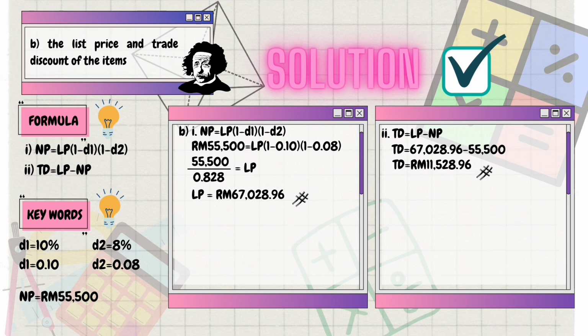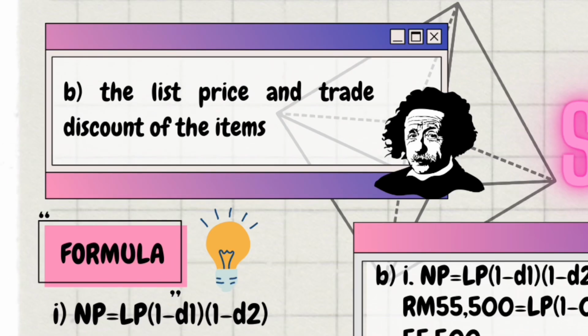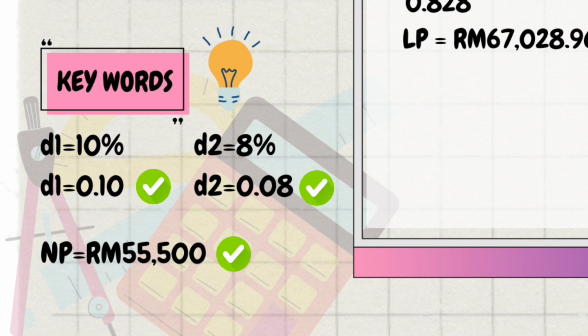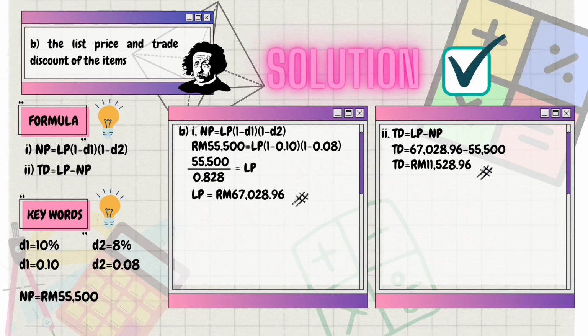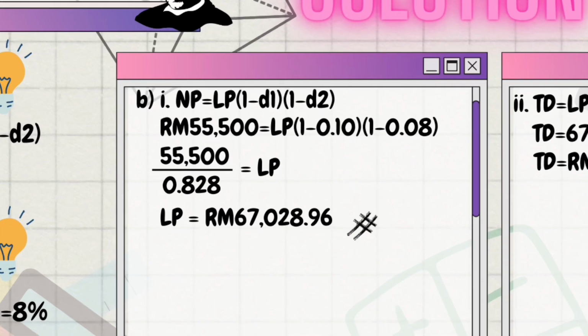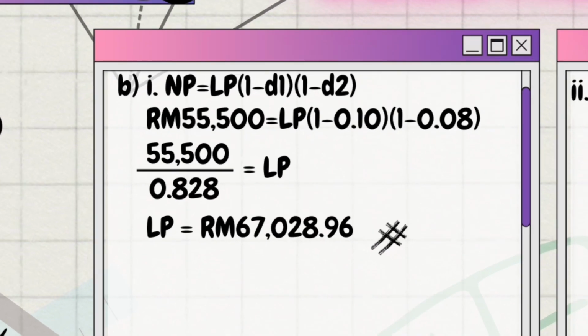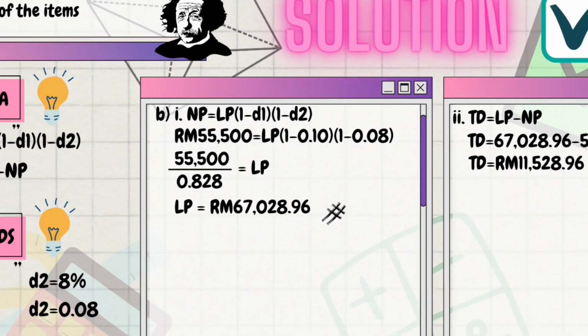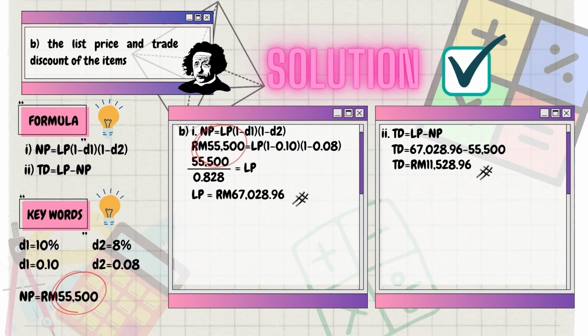For the next question, B, the list price and trade discount of the items. First, like usual, we need to list down the keywords to make it easy to answer the question. So we need to find the list price. We will use the formula NP equals LP times (1 minus D1) times (1 minus D2). So we substitute 5,500 ringgit for NP, and 0.10 into D1 and 0.08 into D2. After we get the answer on the right side, we move to the left side. We will get 5,500 ringgit divided by 0.828 equals LP. So the final answer is 6,642 ringgit 96 cents.